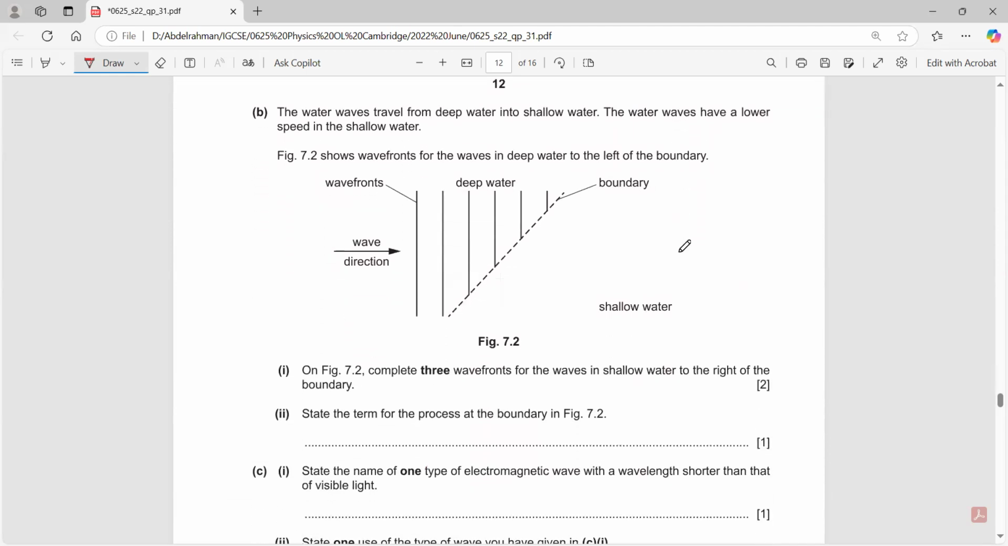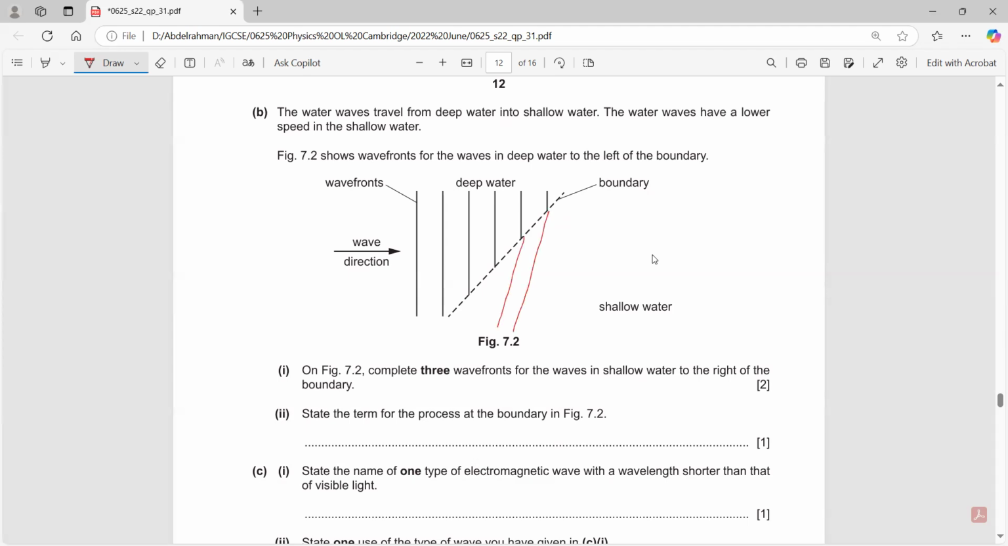The water wave travels from deep to shallow. Can I complete 3 wavefronts in the shallow water? So as they move to the shallow water, what happens? You need to state what happens to speed. Speed decreases. What happens to the wavelength? Wavelength decreases and it bends towards the normal. So at the boundary, they will bend towards the normal somewhat in this direction.